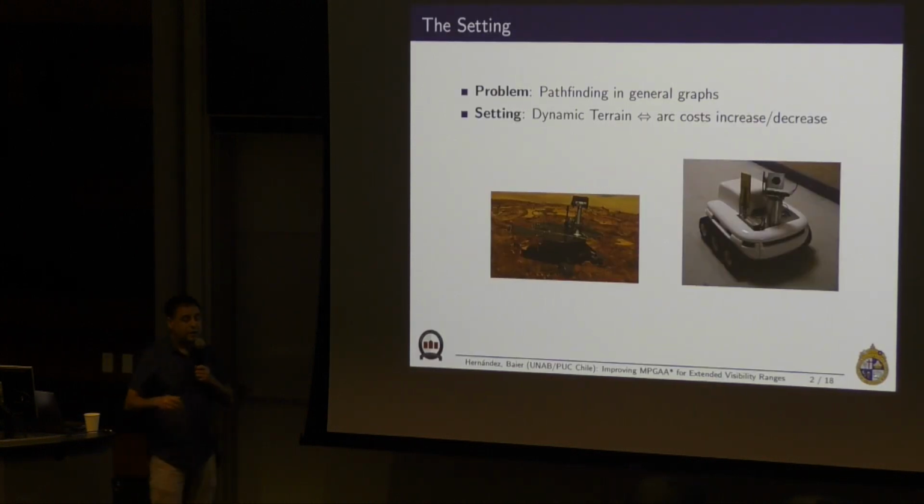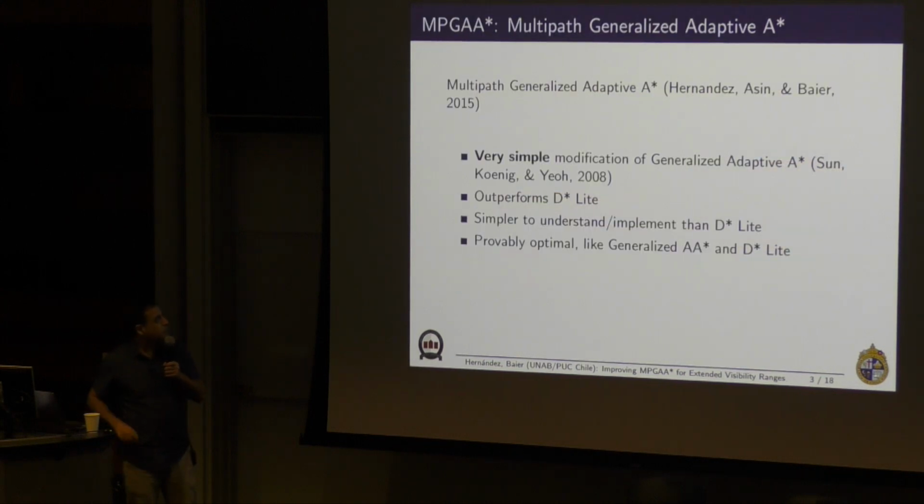The setting that we work in is pathfinding in general graphs. In particular, we are interested in dynamic terrain. That means that in the graph, the arc cost can increase or decrease while the agent is moving, or while the robot is moving in the terrain. This is an important problem, we think, for robotics and for other applications.